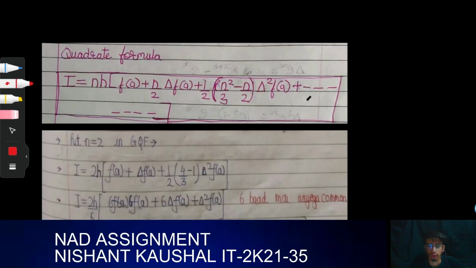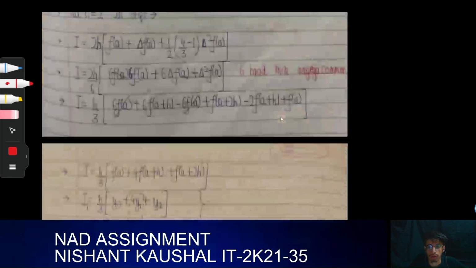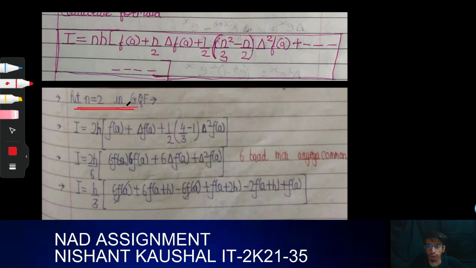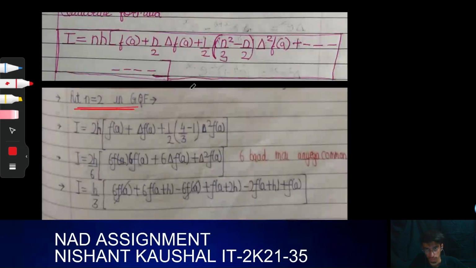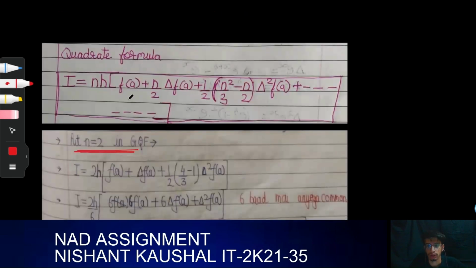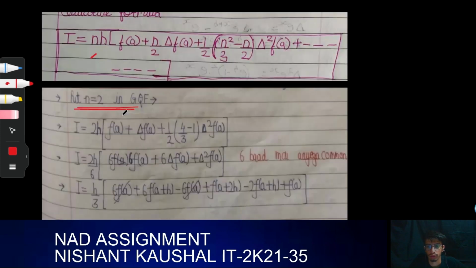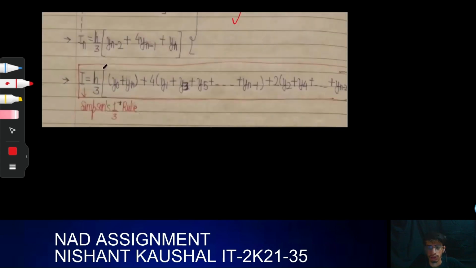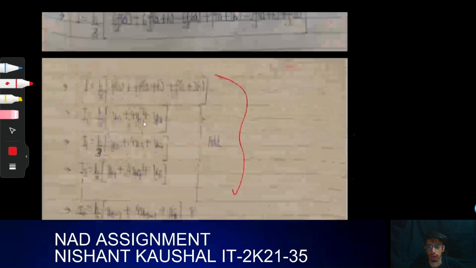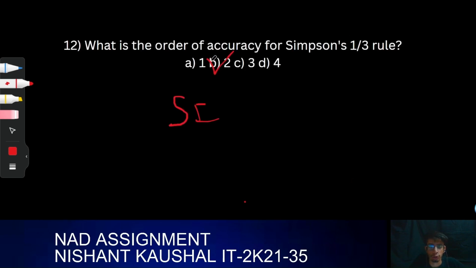From the quadratic formula, if we want to derive Simpson's one-third rule, we put the value of n equal to 2, so that we could find the value of the Simpson's one-third formula. When we put 2 in this formula, we will get 2h times (f_a plus delta f_a plus 1/2 (4/3 minus 1) delta squared f). And when we simplify it and add all the terms, we will get I equals h by 3 times (y0 plus yn plus 4 times the odd terms plus 2 times the even terms). So the answer will be 2.